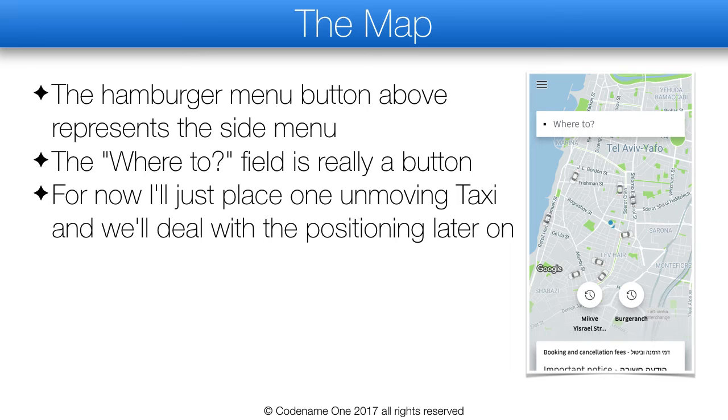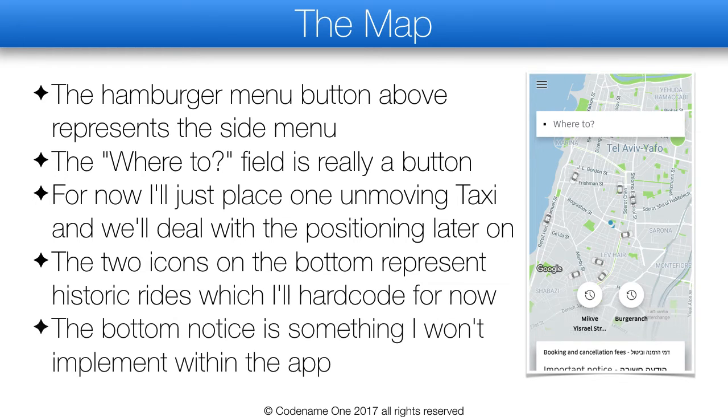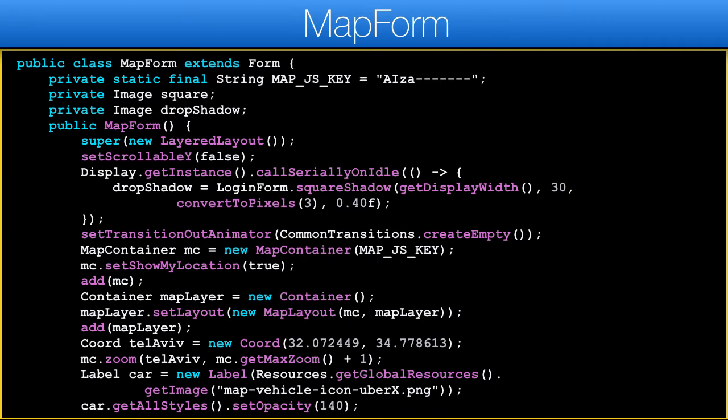I'll position one taxi in a hard-coded location as part of the mockup. The icons at the bottom are historic rides. I'll add 2 hard-coded historic rides for now. I won't go into the notice at the bottom. It's possible, but it would be non-trivial. Let's jump right into the code.